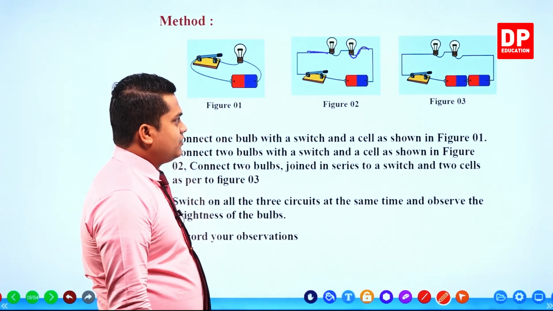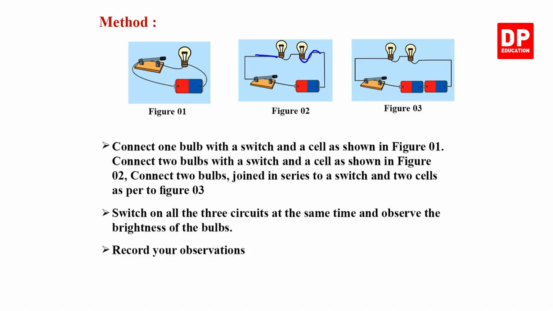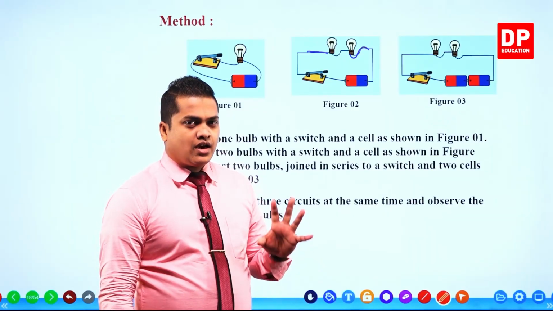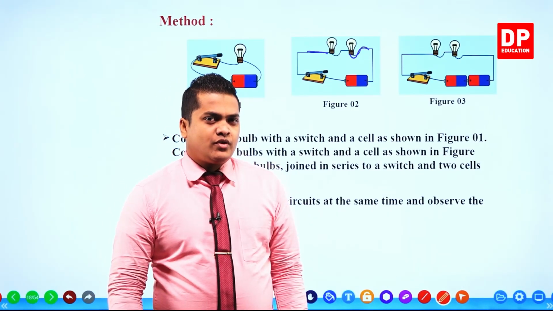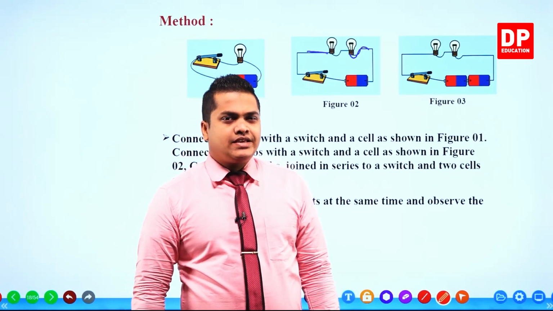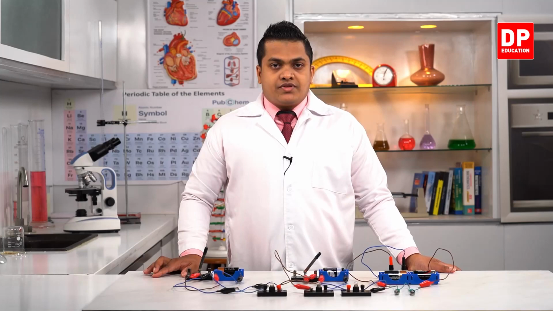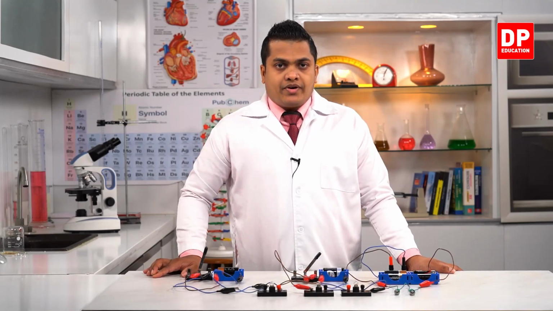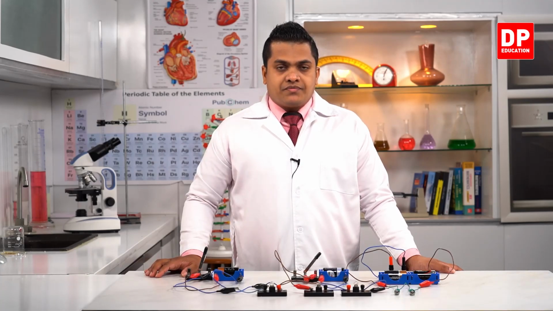Right, my dear children. Now, this is the way of conducting the activity. Okay, let's head to the lab and conduct the activity and see what is going to happen with the brightness of the bulbs when they are connected in series. Okay, my dear children, now let's observe what is going to happen during a series connection of bulbs.